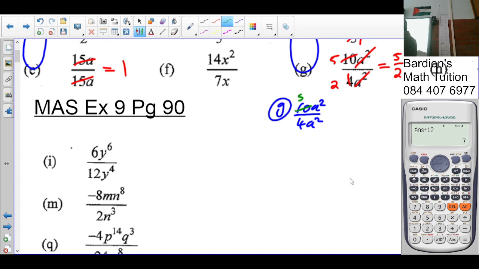2 goes into here 5 times, 2 goes into here twice. Now a squared over a squared. What is a squared over a squared? Cancel, leaves you with 1. Likewise here, let's just cancel. 1 times 5 is 5, 1 times 2 is 2. So it's just going to be 5. Okay.